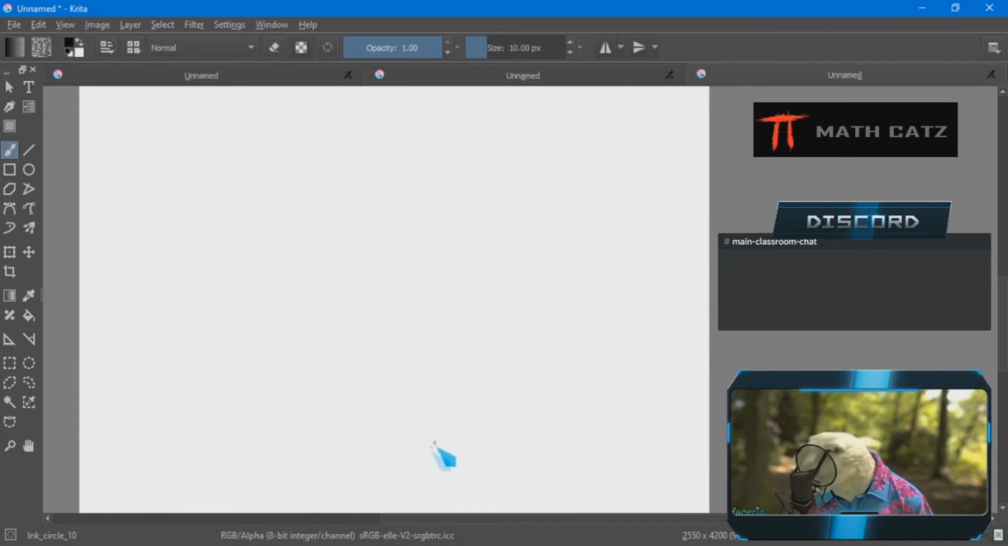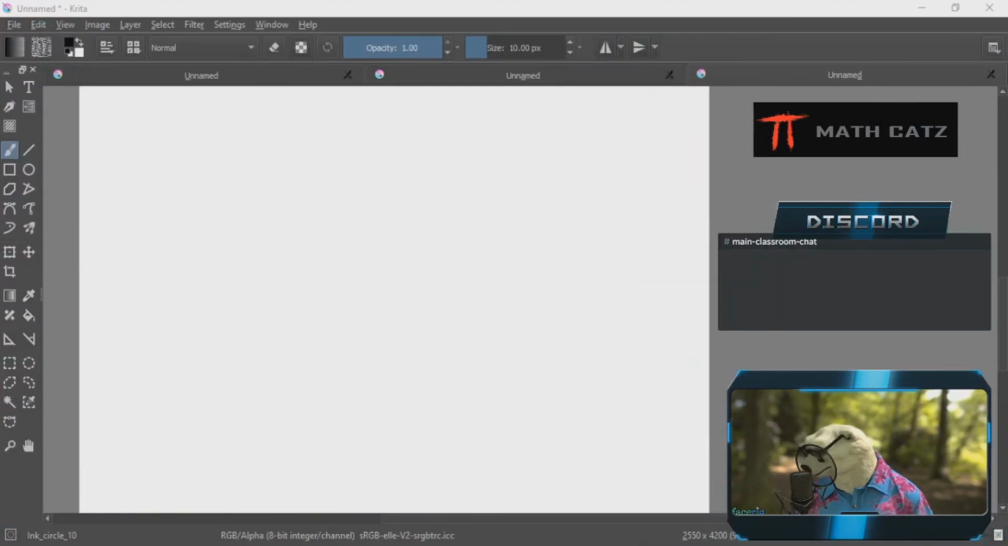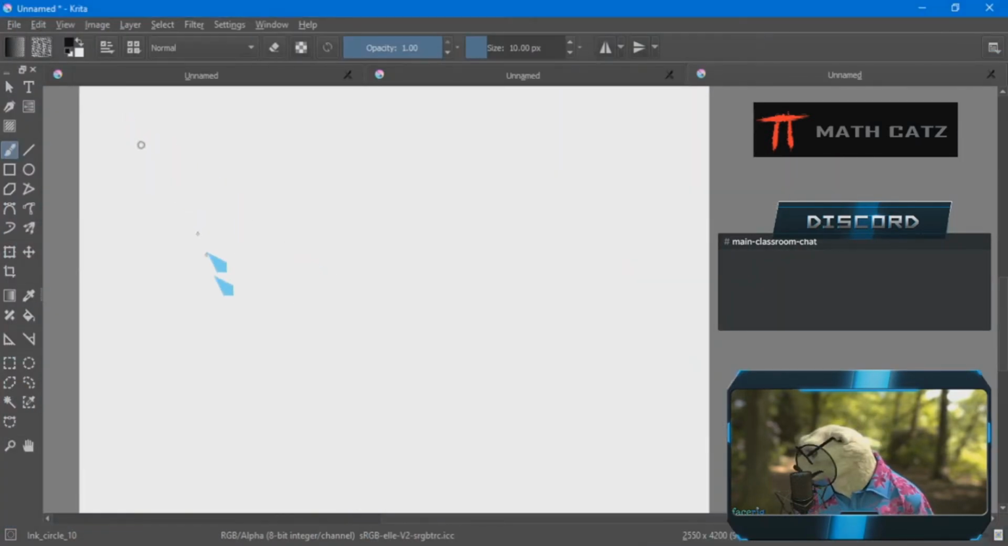I should probably put it on the other screen so I can just copy it, right? So we're in 7.2. Let us write that. Exercise 7.2. Number 1. One-hand system to the Devanagari symbols. First one, I will copy it, a hand and 2 fingers.